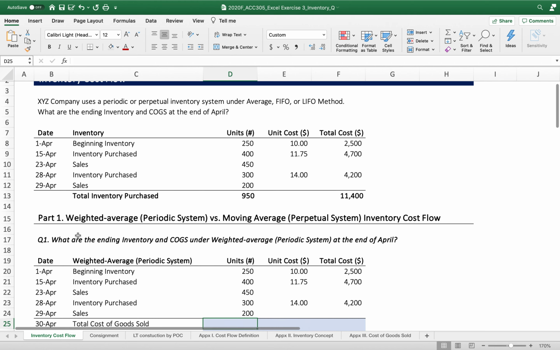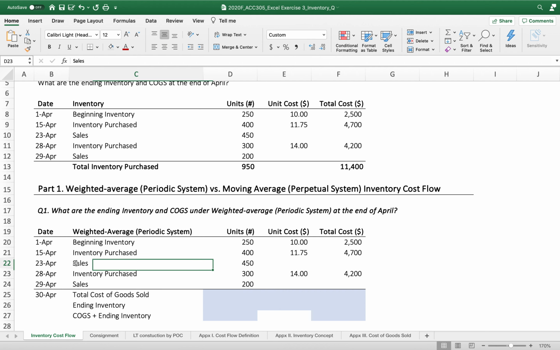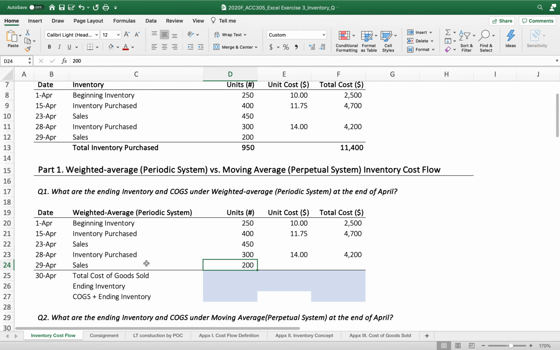We want to calculate the cost of goods sold and ending inventory under the weighted average periodic system. Periodic means we want to get the cost of goods sold when we create the financial statement, the income statement, where we put how much cost of goods sold. For example, we purchase very similar items at different prices, like $10, $11.75, $14 under an inflation environment. We purchase different amounts that way, and then the sales are 450 and 200.